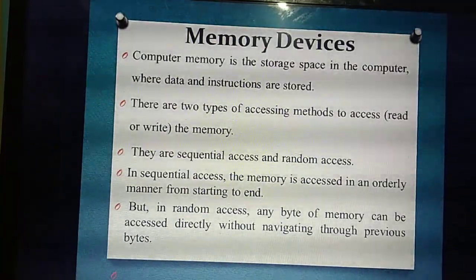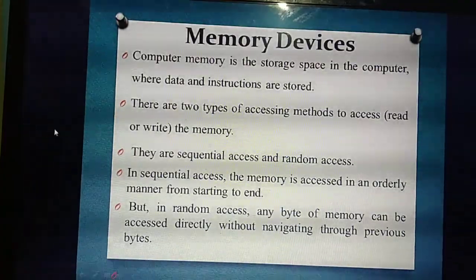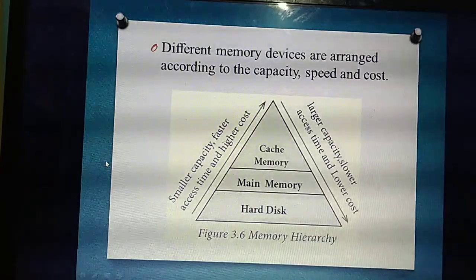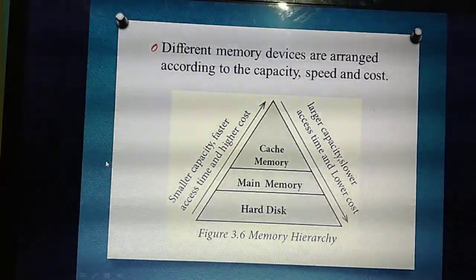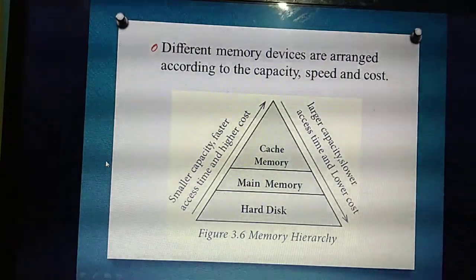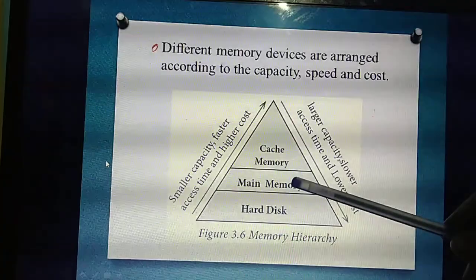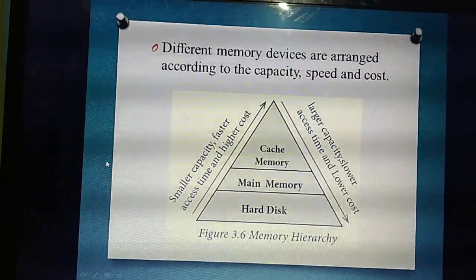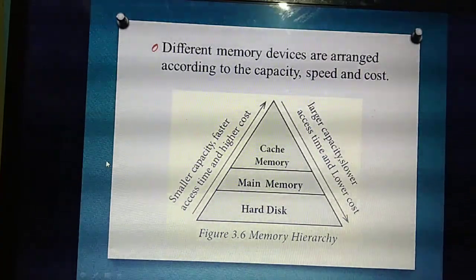Understand? So in memory devices, you have studied two types of accessing methods. What are they? Sequential access and random access. Understand? These memory devices are arranged based on one hierarchy. What do you mean by hierarchy? Some order. Okay, listen. What's the first thing? Hard disk, main memory, cache memory. Which will have the higher capacity?